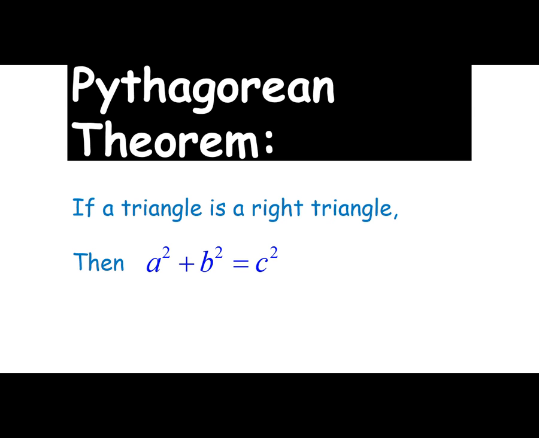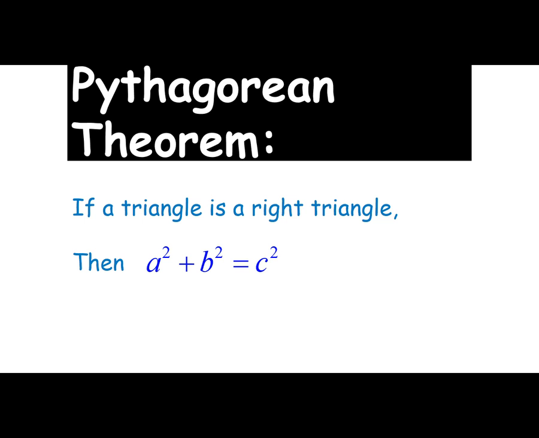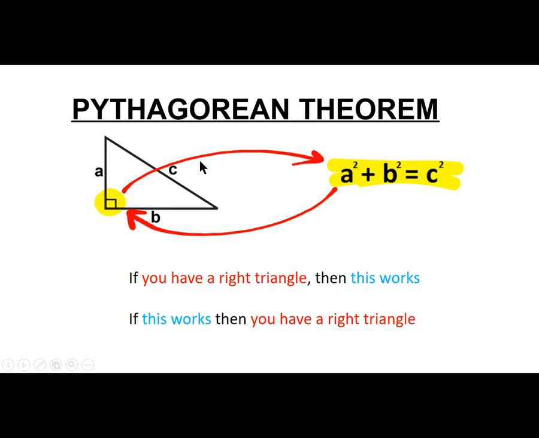But this statement is biconditional. That means if I switch the order and do the converse, another old word, if a squared plus b squared equals c squared works, then it's a right triangle. This is true as well. That's what we call biconditional. If you have a right triangle, then the formula works, or if the formula works, then it's a right triangle. So this statement works either way.